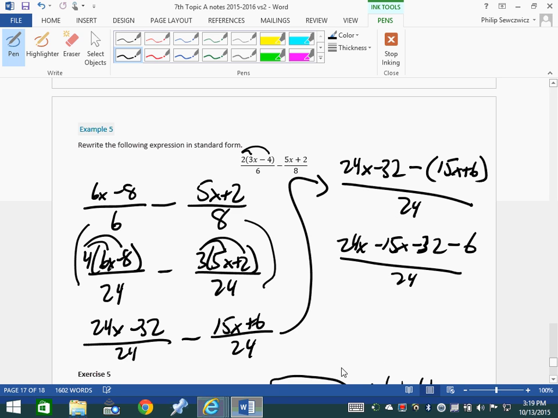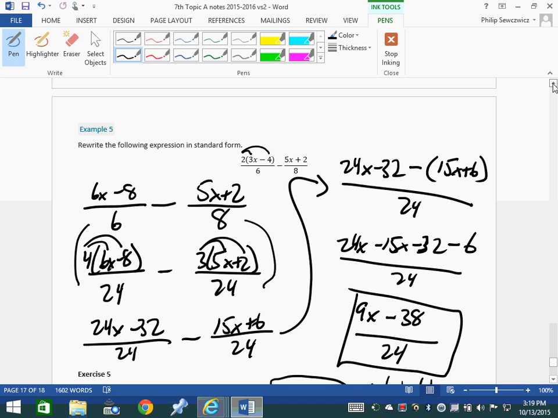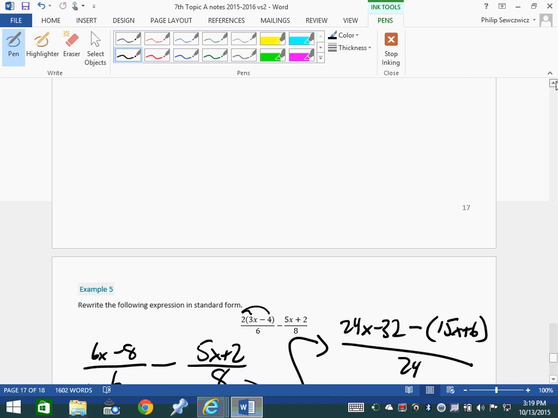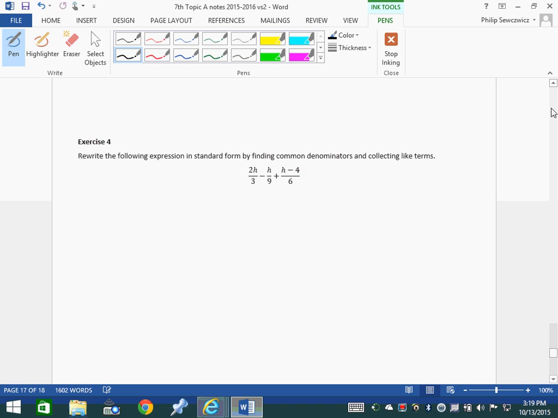Now I can combine my like terms, and we can finish things. So 24x minus 15x, 9x. Negative 32 minus 6, negative 38. Add and keep the sign. All of that's over 24. Now I've got my answer that's there. So again, a lot that's going on here. And again, if you're skipping steps, that's okay, but remember that's kind of your individual choice.